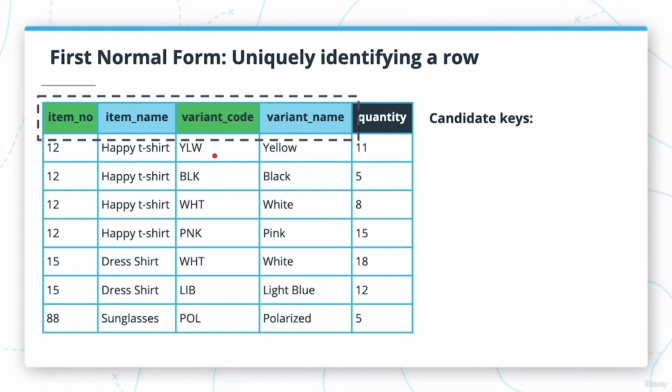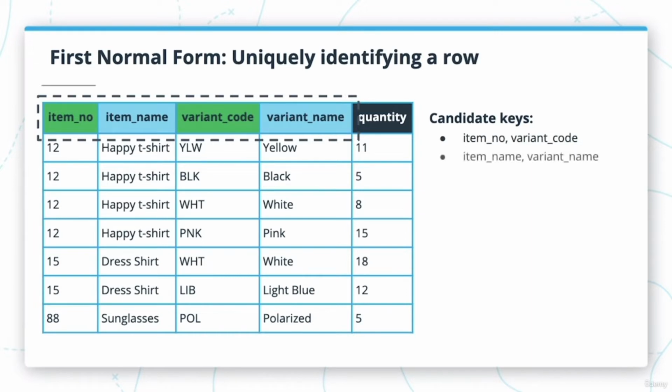This dataset is actually describing the quantity for an item and its variant. So it kind of makes sense that identifying a row by item number and variant code is a unique way to do that. So in the jargon, we will say that item number and variant code together form what we call a candidate key, which is a set of columns that can uniquely identify a row in this data set.